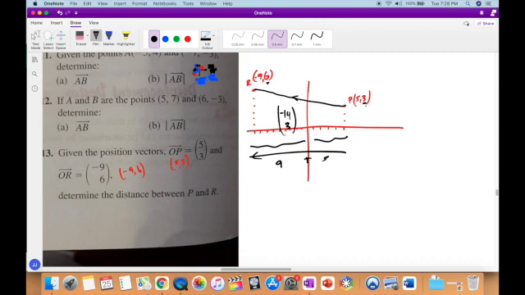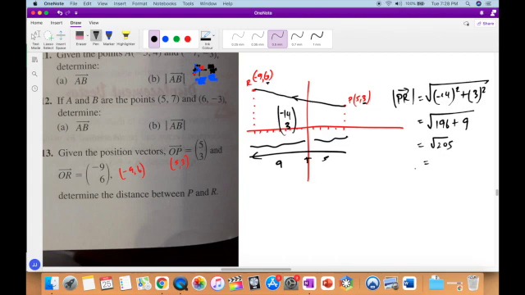Yeah. And once you got this vector for PR, all you need to do is the square root of -14 squared plus 3 squared, which is the square root of 14 squared is 196, plus 3 3s are 9, which is 205. The square root of 205 is 14.3. You got that?